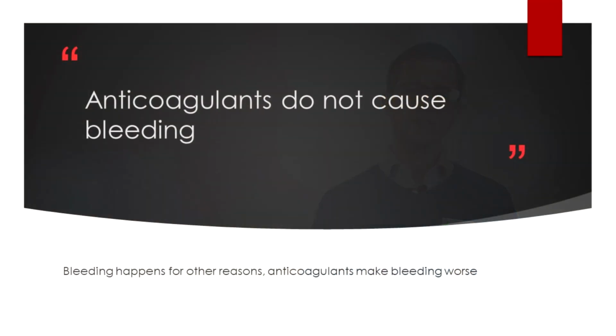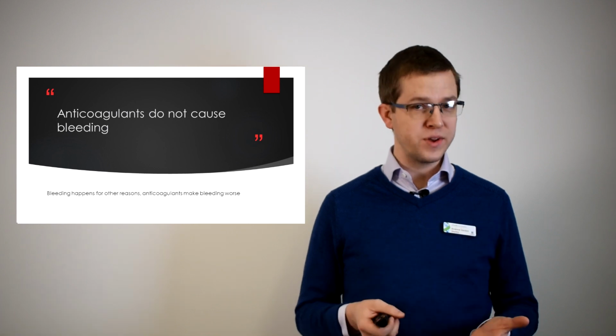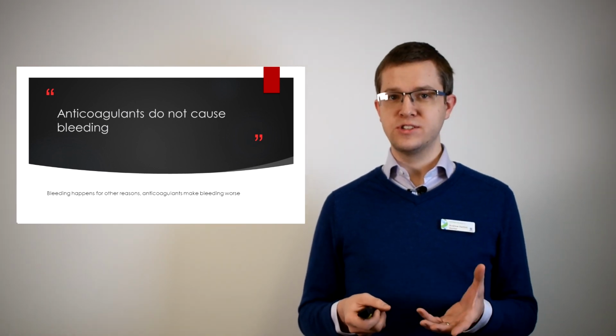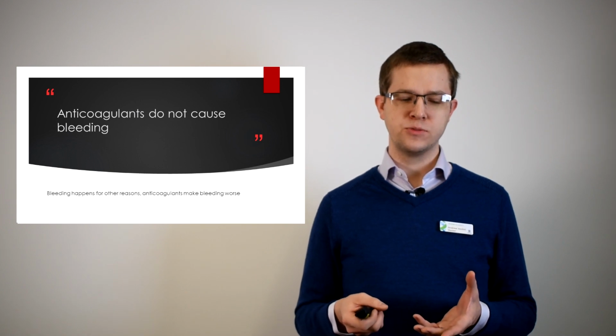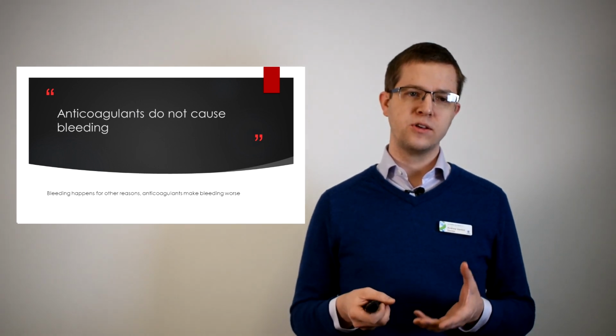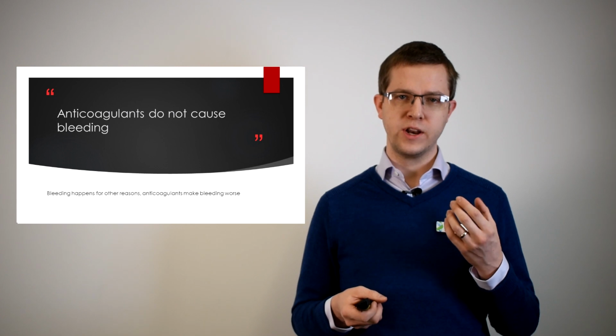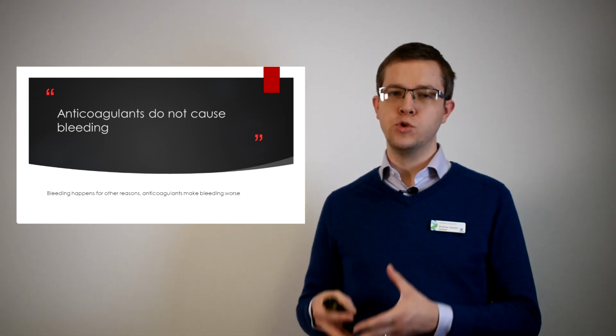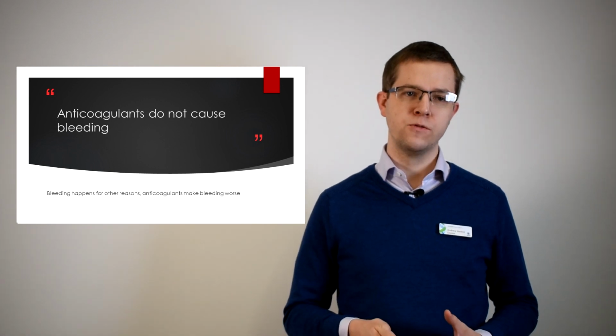Couple of really key messages that I'd love to get across in this talk. The first one is that anticoagulants do not cause bleeding. A lot of people say, oh, they're bleeding because they're on an anticoagulant. That's false. Bleeding happens for other reasons, and it's always important to actually define or investigate why this person is bleeding. If it's a GI bleed, you can't just put it down to the anticoagulant. You need to look at and potentially do an endoscopy or other to find out why they're bleeding, because anticoagulants make the bleeding worse. They don't actually cause bleeding itself.